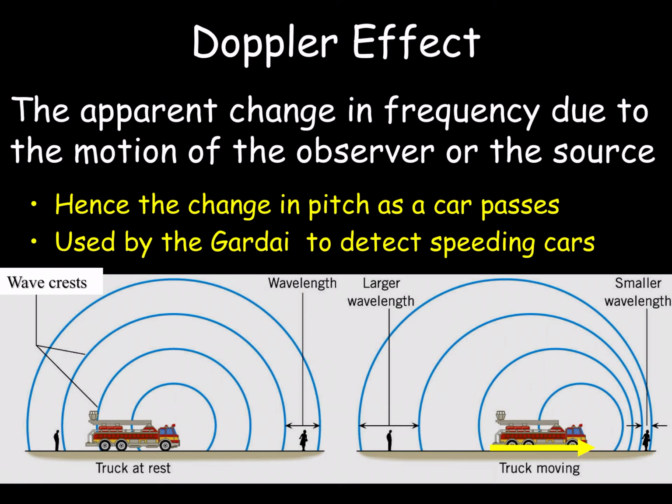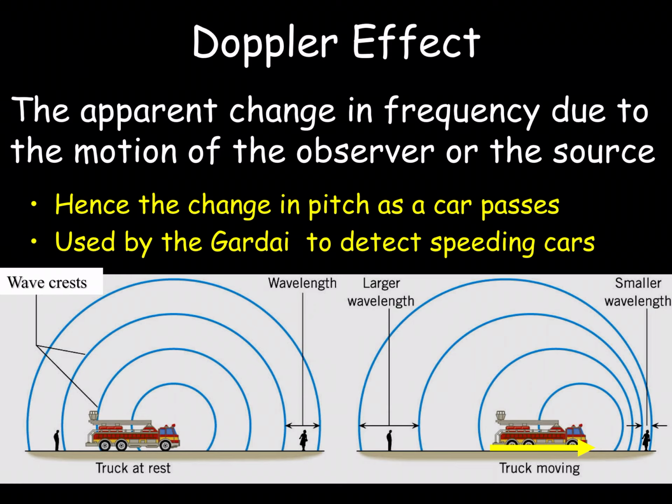So the Doppler effect: the apparent change in frequency due to the motion of the observer or of the source, hence the change in pitch. Now this is the diagram you should be drawing. All the elements are here. You have noted that it's a wave crest. You've shown the wavelength between the two waves. You've shown that on the left-hand side with the stationary truck, the two are the same. And on the right-hand side where the truck is moving, and you've indicated the direction of movement with the arrow, you've shown that there's a smaller wavelength, larger wavelength. So this is the entire Doppler effect explained in these two diagrams. You cannot go wrong if you remember all the labels of these diagrams.